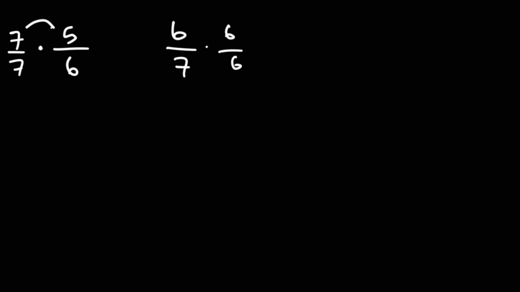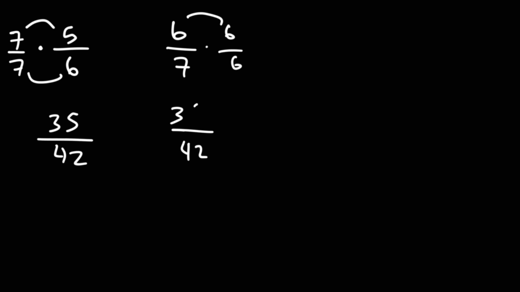Now let's multiply across. 5 times 7 is 35. 7 times 6 is 42. And 6 times 6 is 36. So now that the denominators are the same, we can just look at the numerators. 36 is greater than 35. Therefore, 6 over 7 is greater than 5 over 6.